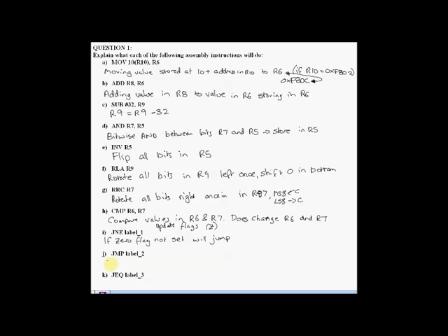This is an unconditional jump. So it'll jump regardless of any other flags or anything, and it'll jump to label 2. And finally, we have jump equal. So if our zero flag is set, then we jump. If the zero flag's not set, we don't jump.